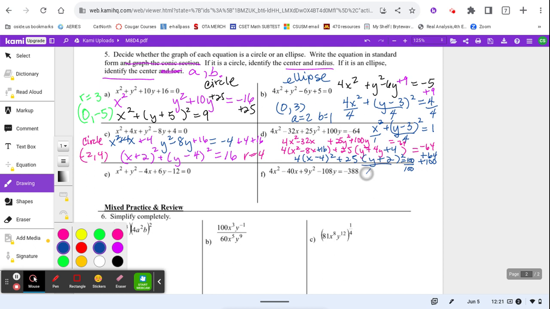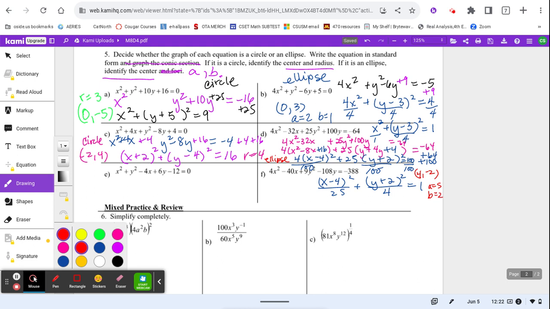Divide by 100 because of these coefficients and because we want it equal to 1. We're left with x minus 4 squared over 25 plus y plus 2 squared over 4 equal to 1. I've got an ellipse with a center at 4, negative 2, and an A of 5, and a B of 2.